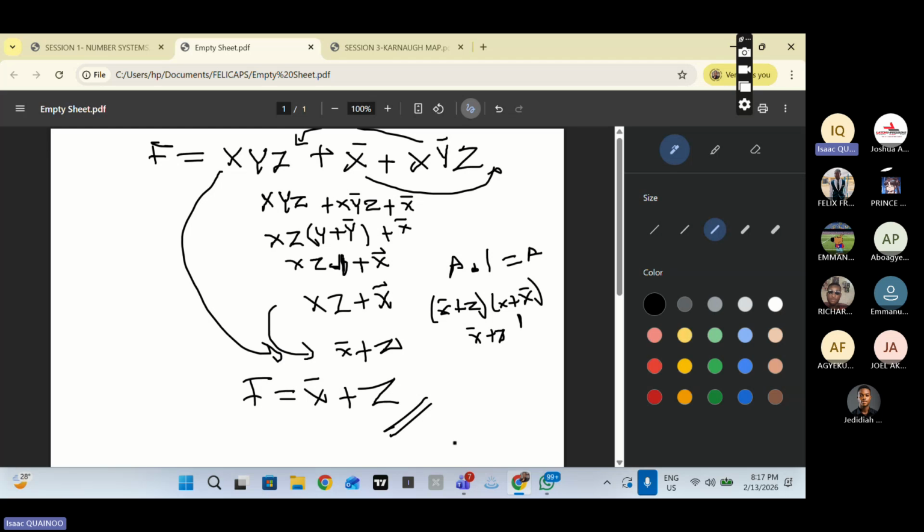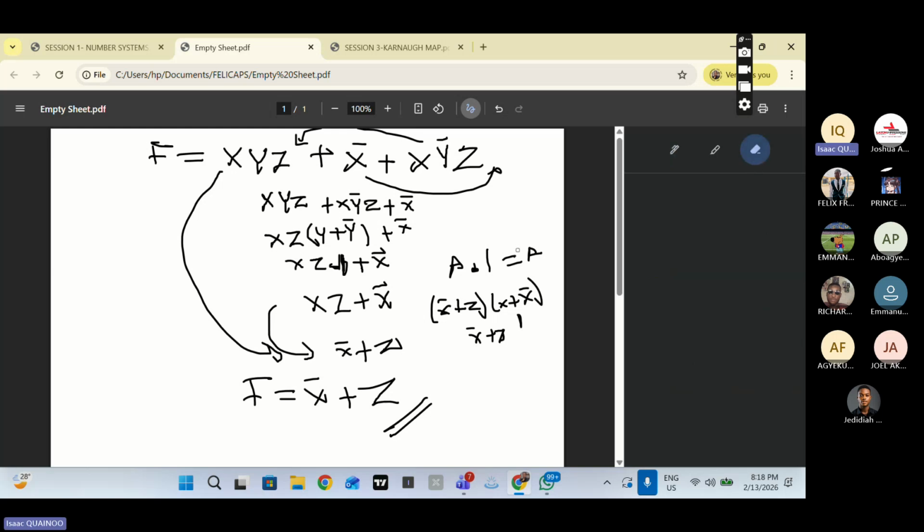Or someone has a question? Yes, sir. Okay. Please, can you take it from the expansion of the xz plus x bar from that side downwards? Okay, please, let's do that again. But please, apart from that, I believe everyone is okay.